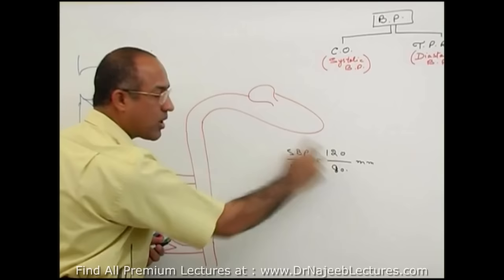Alpha blockers, we have already discussed that there are non-selective and there are selective. Non-selective are phentolamine and phenoxybenzamine, and selective are terazosin, prazosin and doxazosin. Clear? Now we come to beta blockers, right?